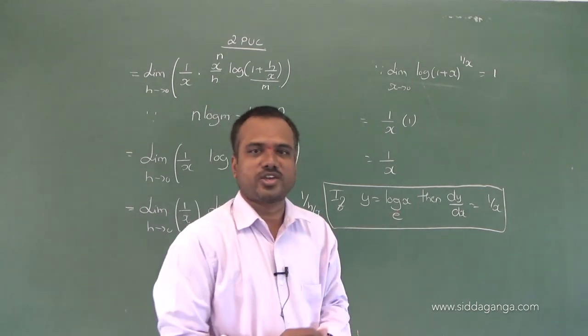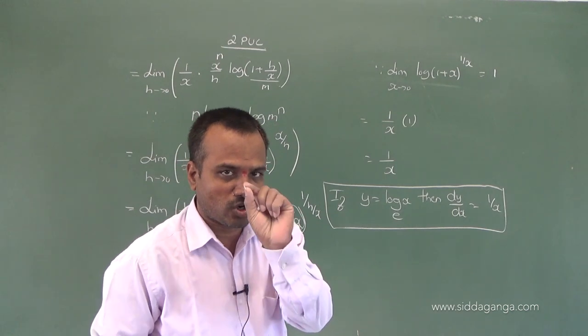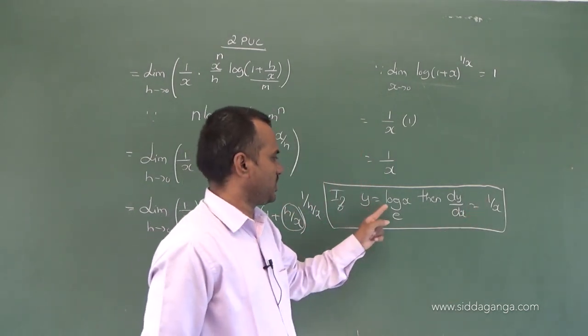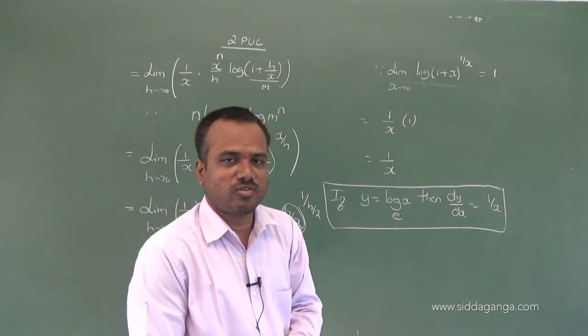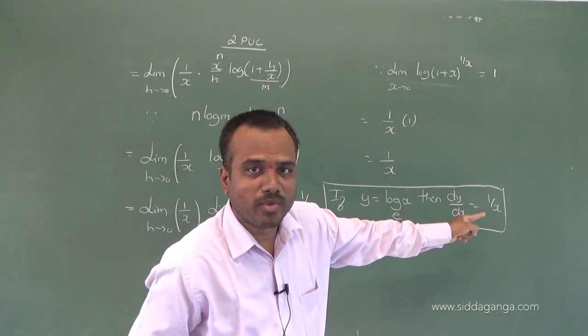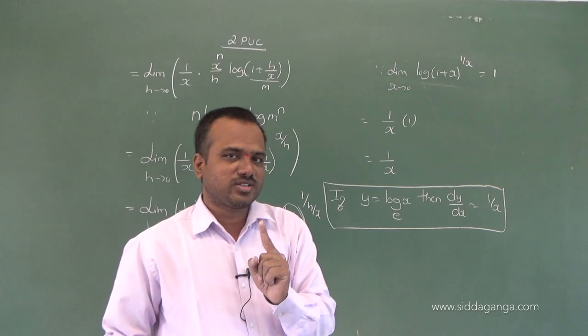Derivative of log x. Very important. Derivative of log x is what? 1 by x. Derivative of what? Log x. Derivative of log x is 1 by x. Three formulas I discuss.